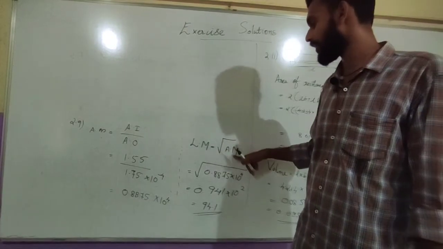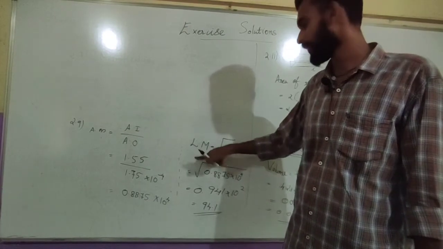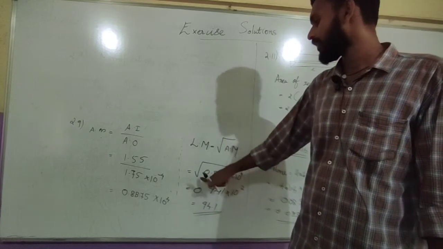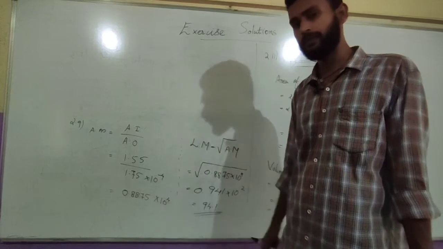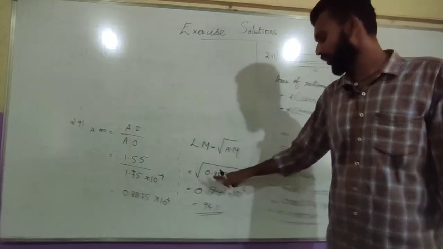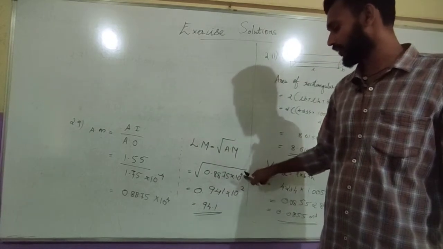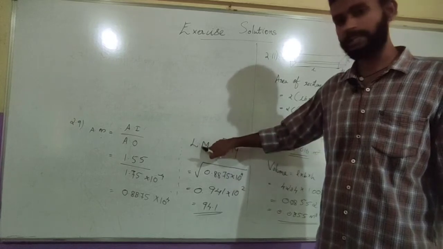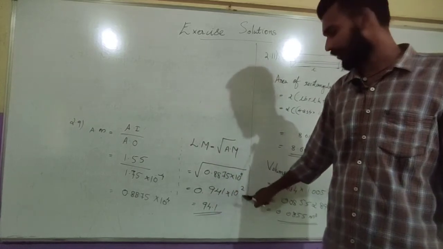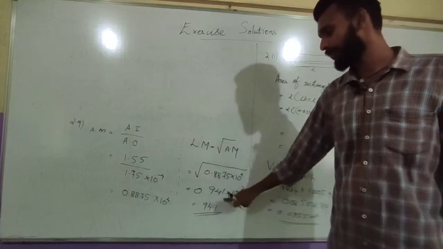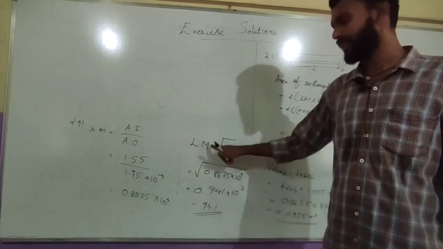So the square root of the areal magnification is actually the linear magnification, where the areal magnification is 0.8875 into 10 to the power 4. So you have to take the root of 0.8875 into 10 to the power 4, then you will obtain the linear magnification, that is 0.941 into 10 to the power 2, that is 94.1. That is the linear magnification.